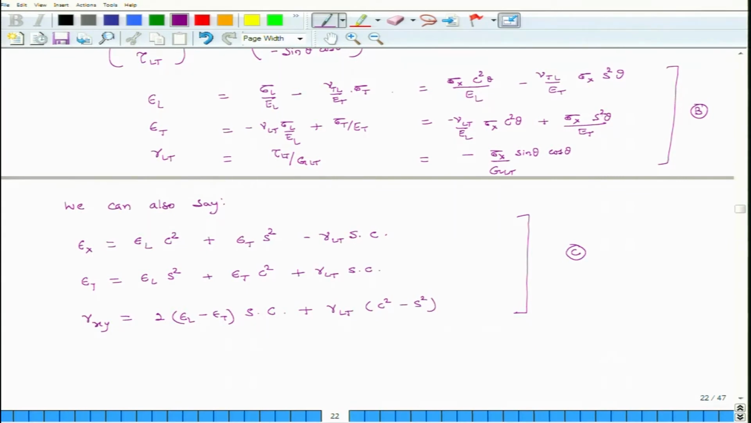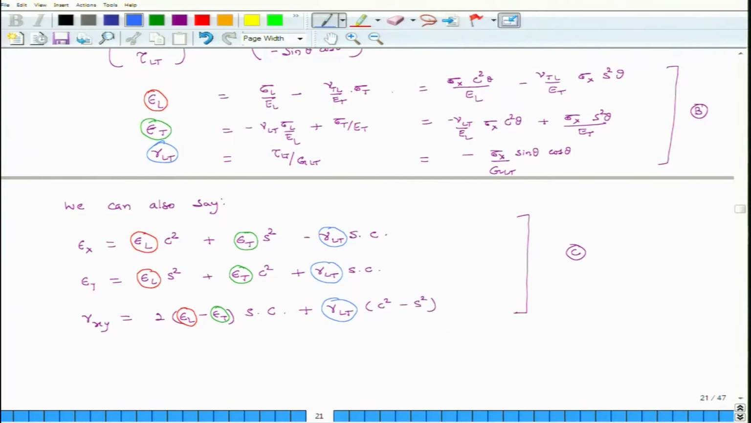Now, when we look at equation set B and set C, on the right hand side of C we have epsilon L, and epsilon L also appears on the left side of set B. Similarly, we have epsilon T and epsilon T, and then we have the shear strain gamma LT, and these also appear on the left side of set B. So, this was epsilon T. I will put this in green and this one is light blue.